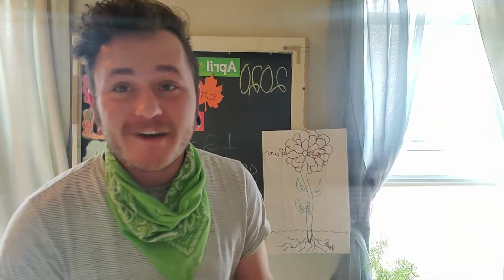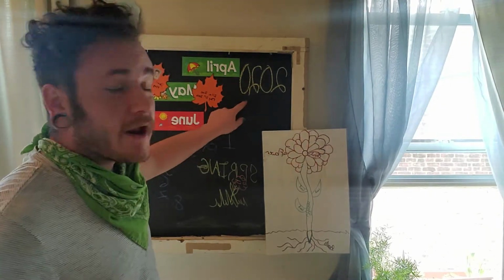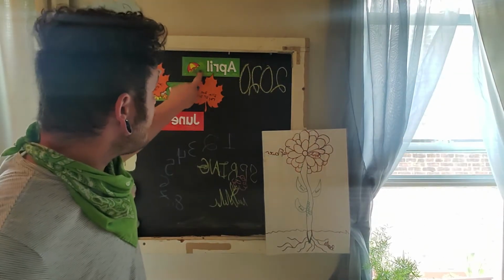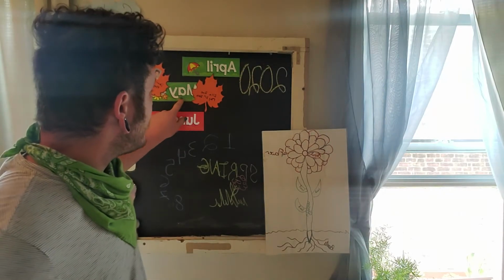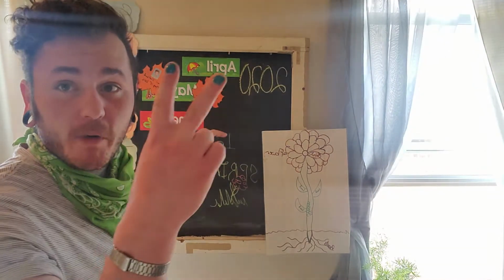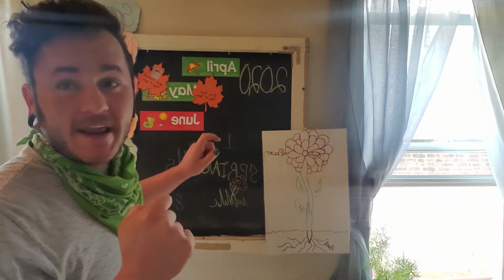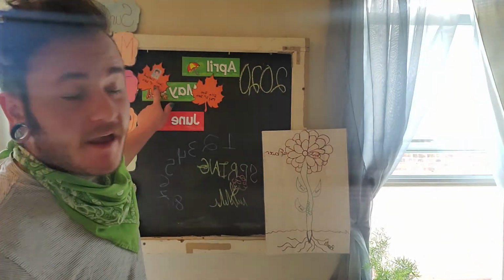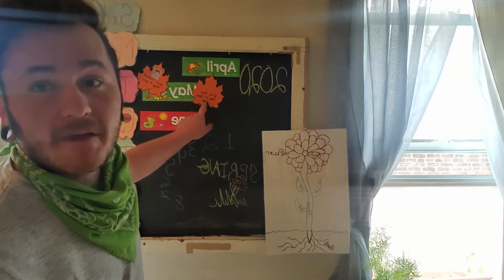Our normal circle time starts off with our calendar, so I want to try to start that again. We always start off with our year, and our year is 2020. Last month was April. This month is May, and we have two birthdays in May. We have Danny and we have Ella. Danny's birthday is on May 13th, and Ella's birthday is on May 21st.